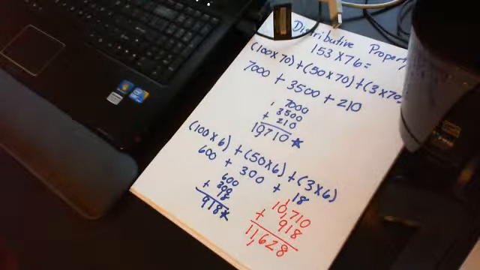If you put this into a calculator, 153 times 76, you will get 11,628. Hopefully this is a lot easier than the traditional way that you used to multiply.